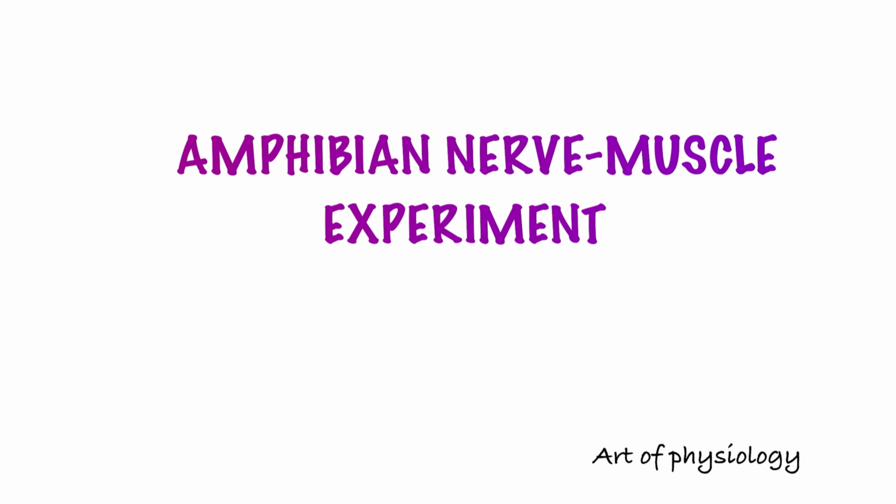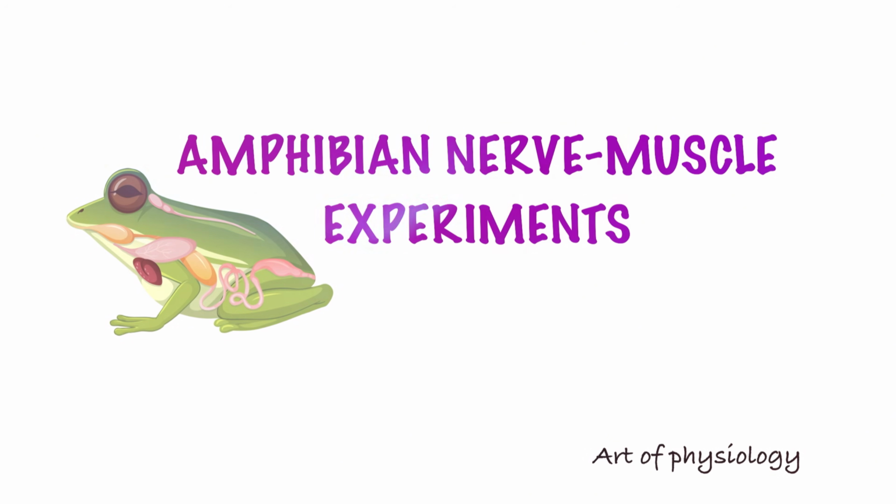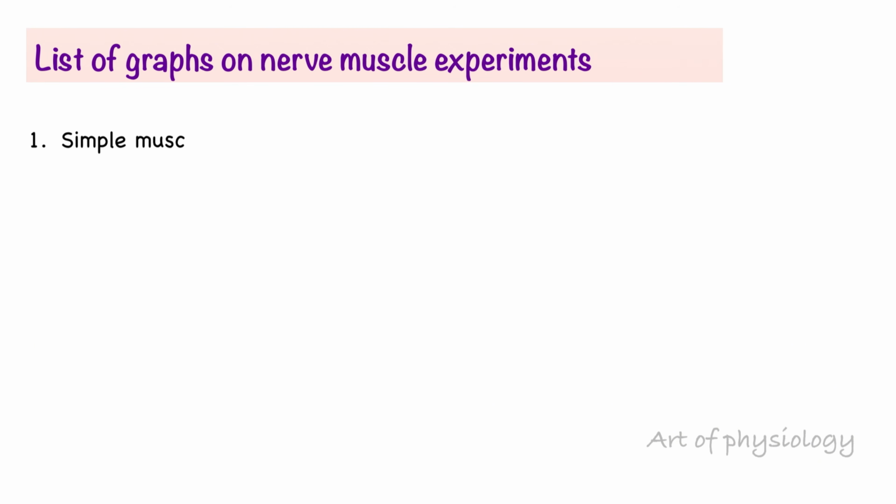Hi friends, so today we will learn Amphibian Nerve Muscle Experiment, which is a fixed 5-mark question for your practicals. Actually, this is computer assisted learning as we are not doing this with animals. So let's get started. This is the list of graphs that you should study in this particular topic. In total we have 8 graphs.